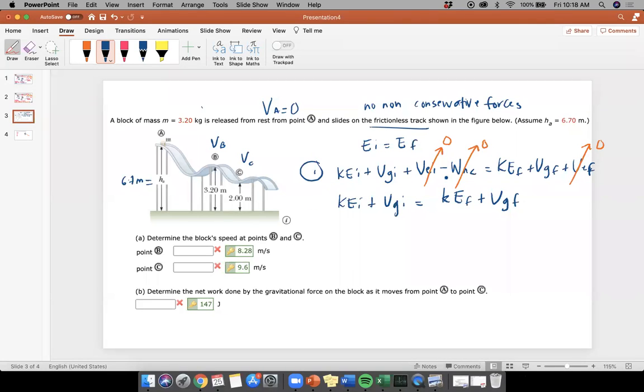So you start with this equation, identify what are the energies. What are the energies in the situation? Question?